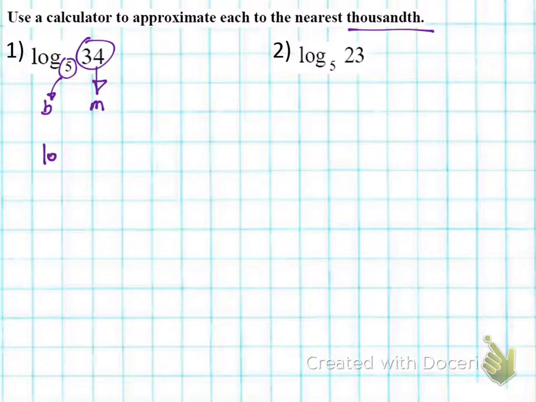Let's call this M, okay? And I'm going to use a new common log. So I'm going to go to the next step, which is converting this logarithm into a fraction. So I'm going to change this to a common log of 34 divided by the common log of 5. And I've set up my problem.